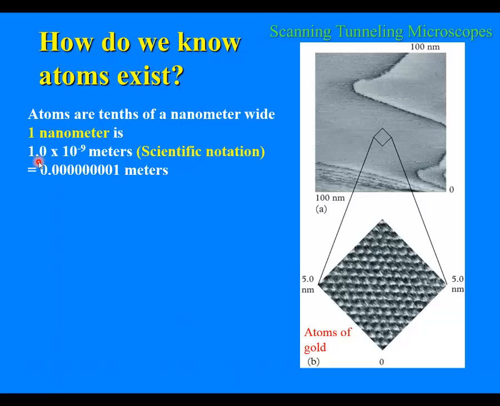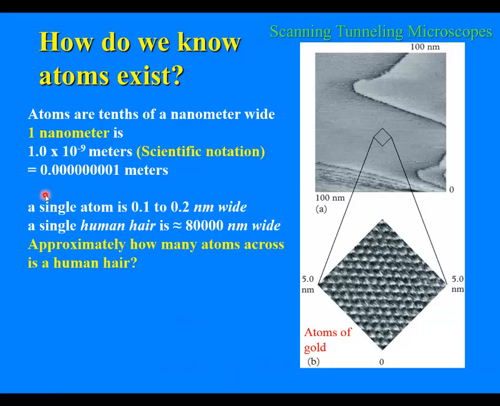The individual atoms are going to be 0.1 to 0.2 nanometers wide. Let's compare that to a human hair. A human hair is about, depending on the coarseness of the hair, about 80,000 nanometers wide. So it's huge compared to one atom. Now, if we were to look at the structure of the human hair, there's proteins in there that are forming long chains that have then formed alpha helices and pleated sheets.